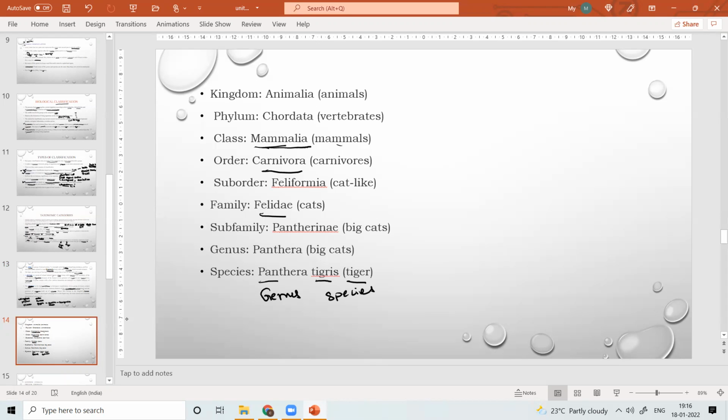So here, the phylum Chordata. Chordata includes similar classes like Mammalia and others. So here Chordata is the phylum in which all vertebrates are included. Maybe birds are also included. Okay. All mammals are also included in the phylum called Chordata. And coming to the kingdom Animalia, it includes all animals. So this is the example of the classification of the tiger.